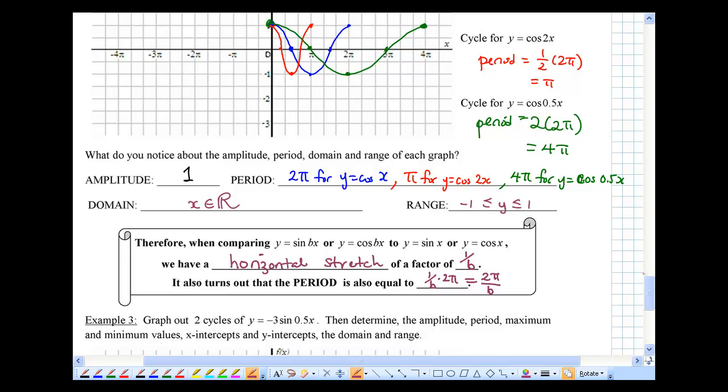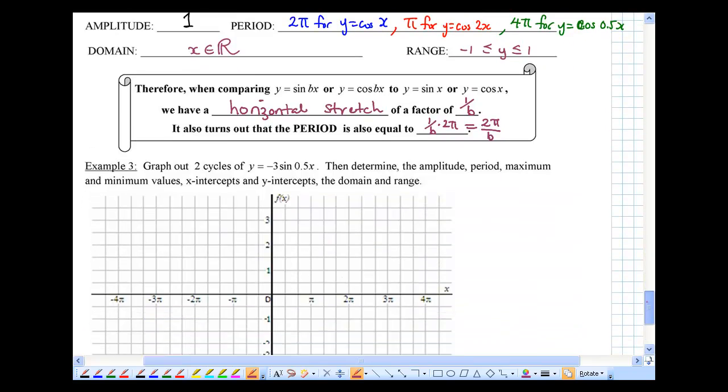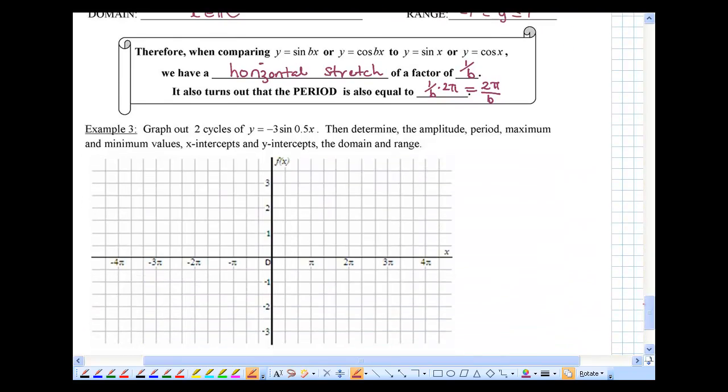Okay, I'm going to ask you now to try example number 3. I'm going to ask you to graph 2 cycles of this graph. Then after that, just find all these things: the amplitude, period, max, min, x-intercepts, y-intercepts, domain, range. Okay? You try this on your own. You gotta try this first on your own. Then come back and double check your answer with me. All right, begin.